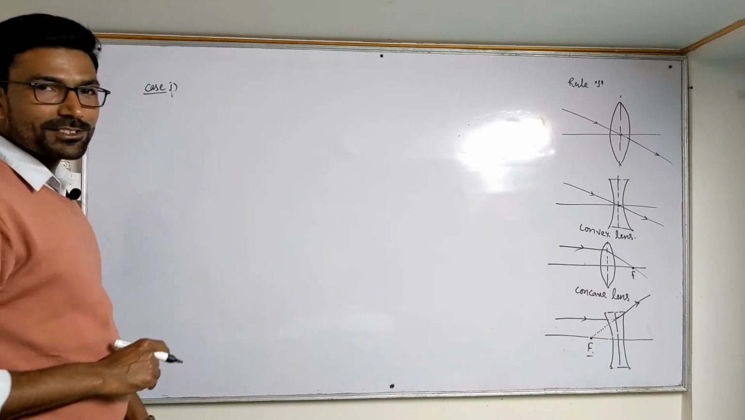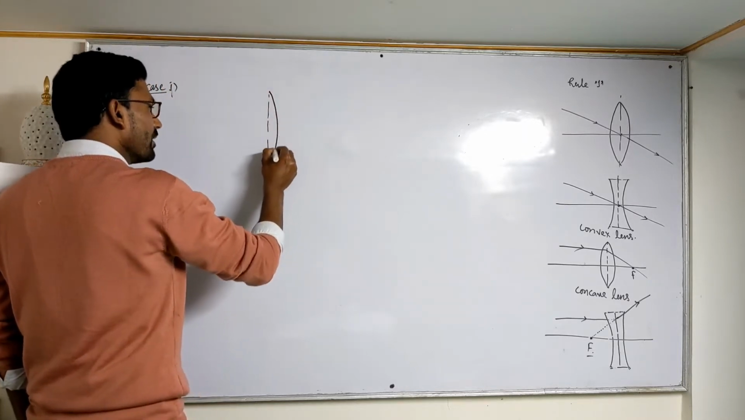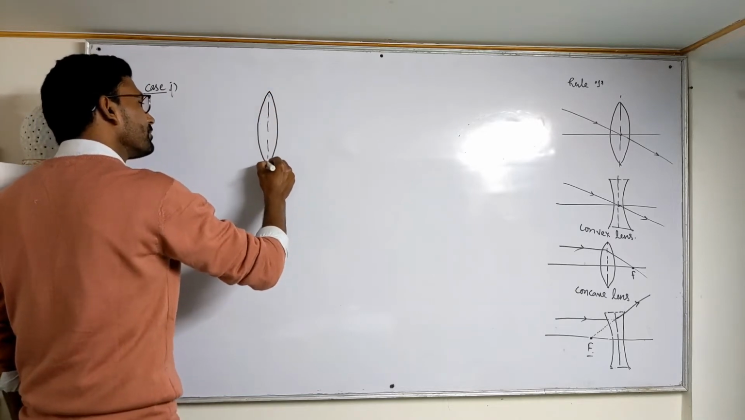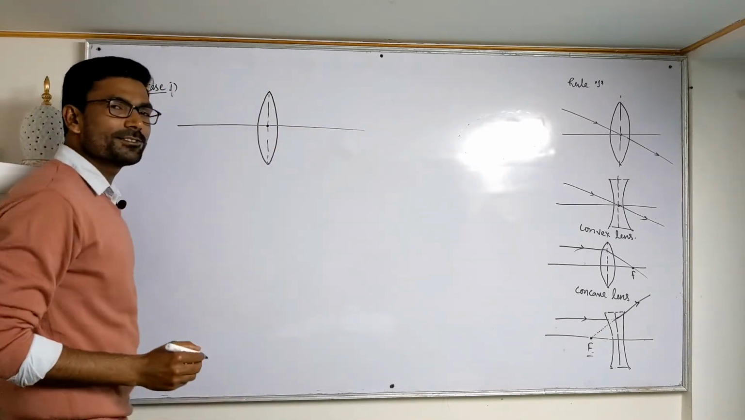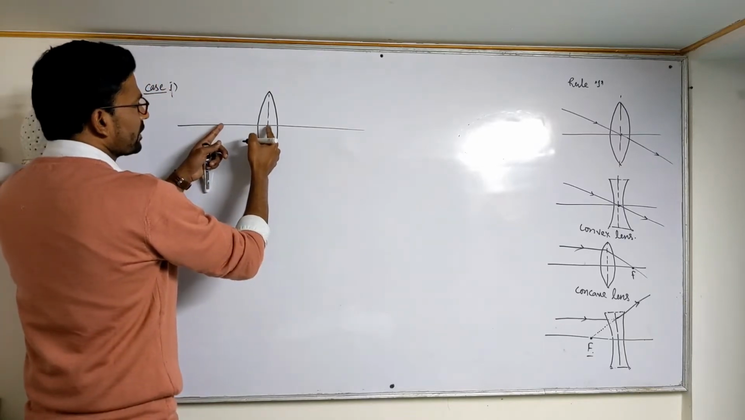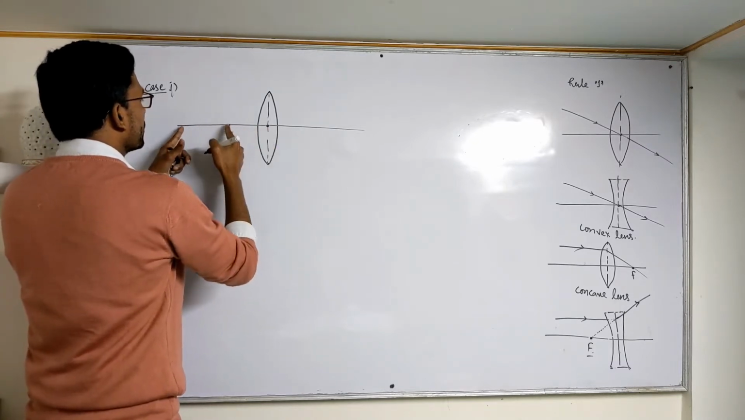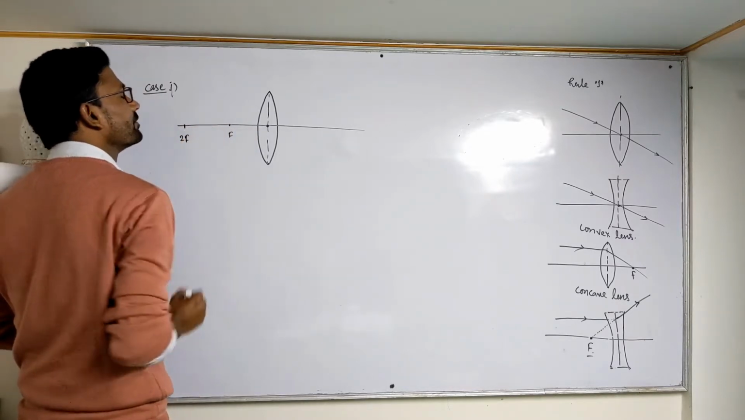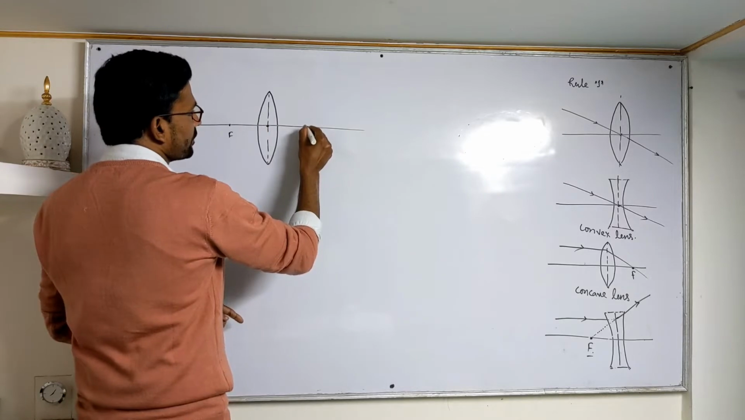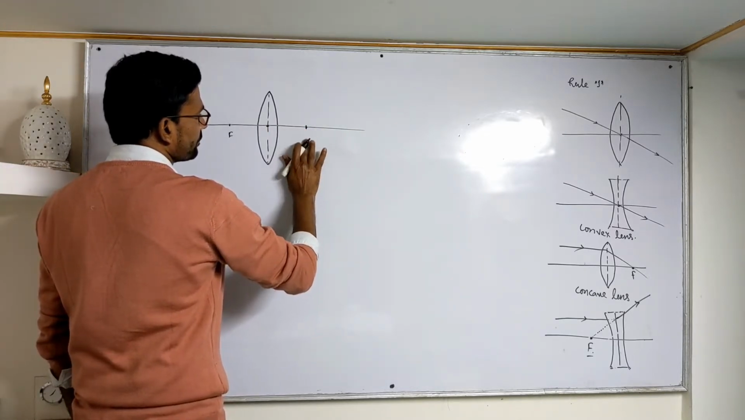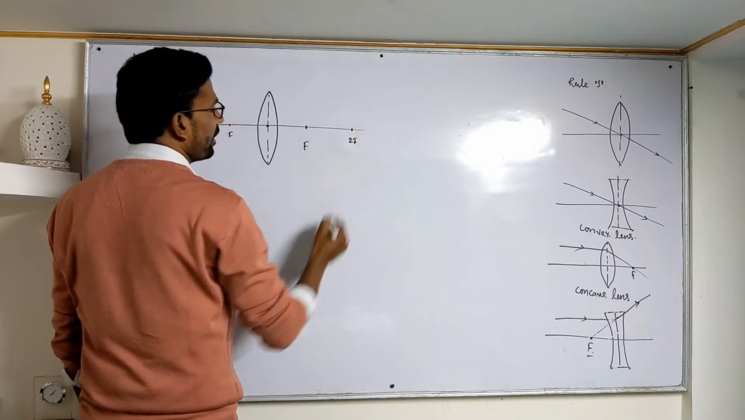Suppose we have a convex lens like that, in this way. This is the convex lens and this is the principal axis of the convex lens. This is the optical center and this distance is called the first focus, and at the same distance on the opposite side of the lens, this is called the second focus, and at an equal distance this is 2f of the second focus.